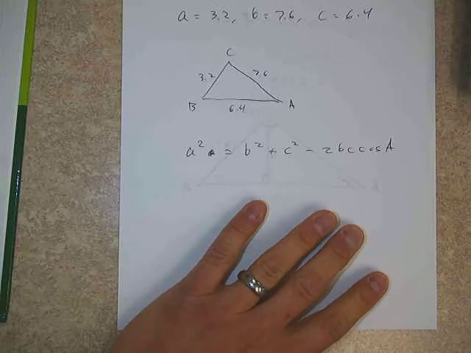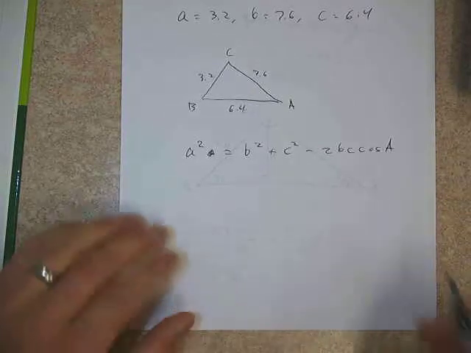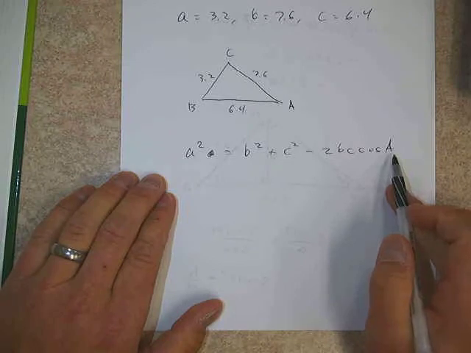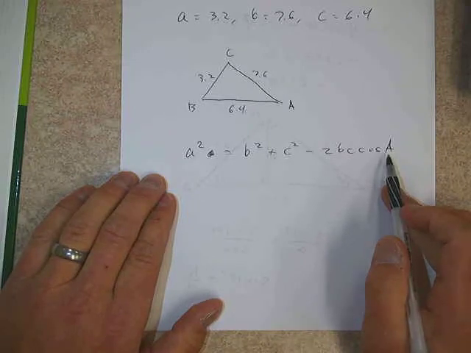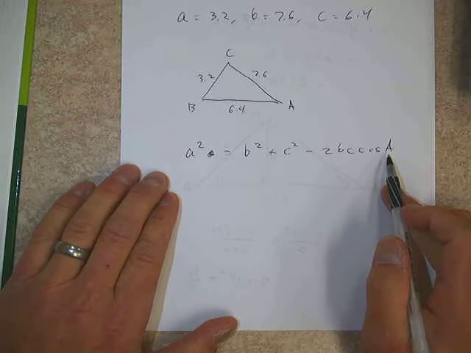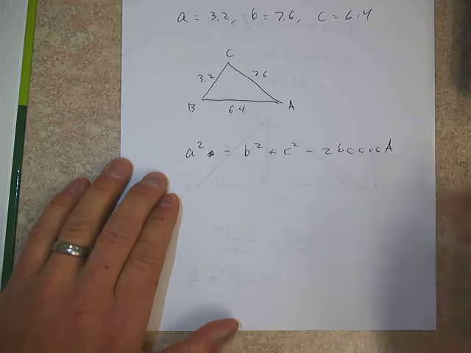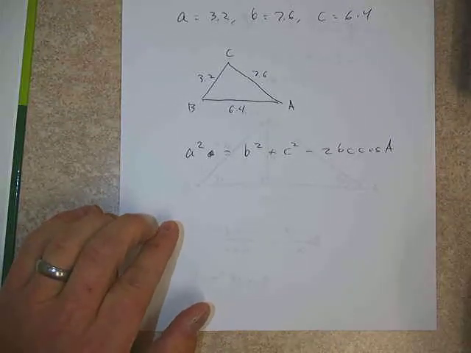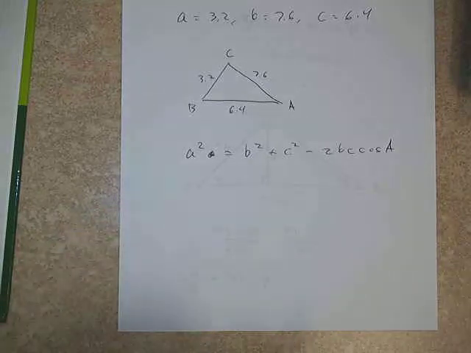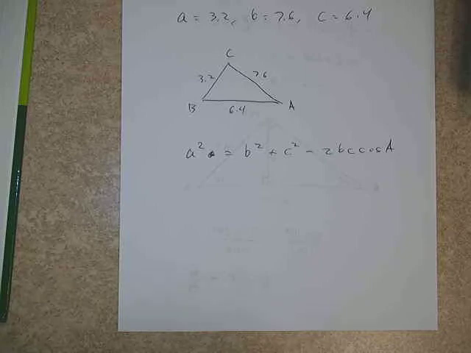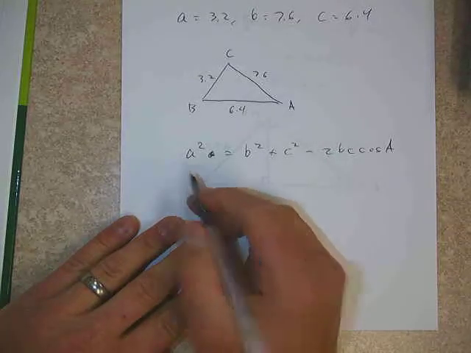Who can tell me why I would choose this particular version of the law of cosines if I want to find angle A? Anyone? Ultimately, if I'm going to find angle A, what does this have in it? It's got angle A in it, doesn't it? The other ones don't have angle A, so would there be any other choice if I want to find angle A? No. Okay.